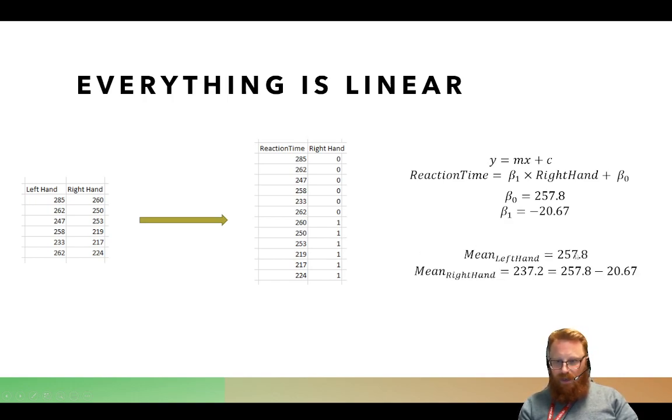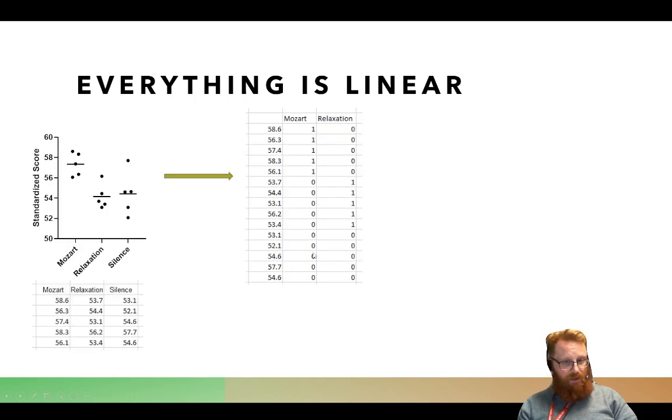Interestingly, the mean for the left hand is 257.8. That is what is fit to the offset. And beta 1, which is minus 20.67, is what you would get if you took the mean of the left hand and subtracted off this 20.67: you would get the mean for the right hand. So it's fit a line that goes between the right hand value and the left hand value.